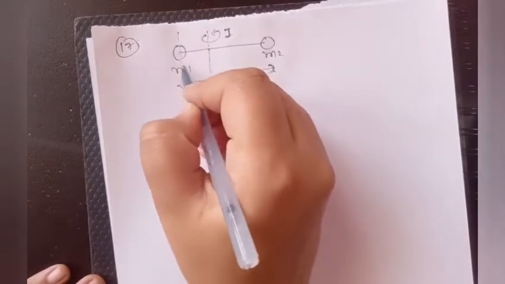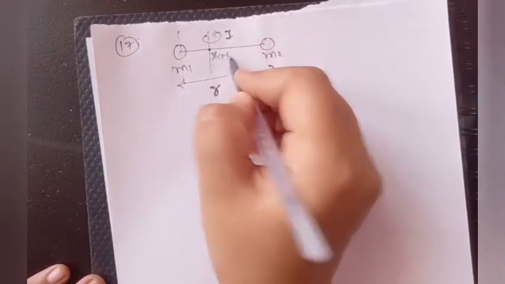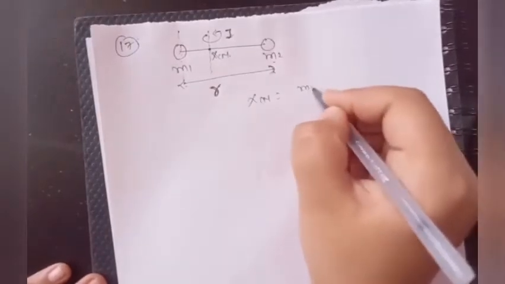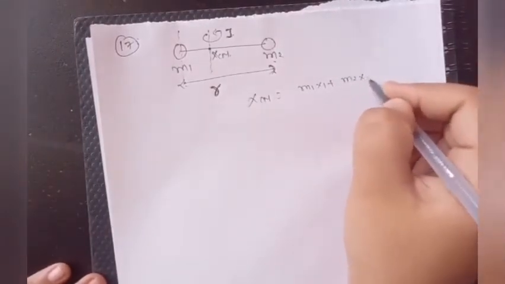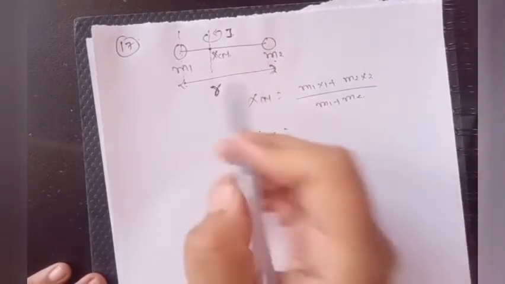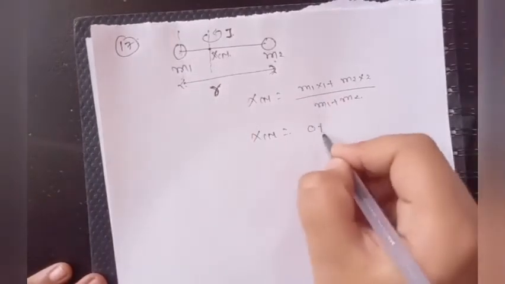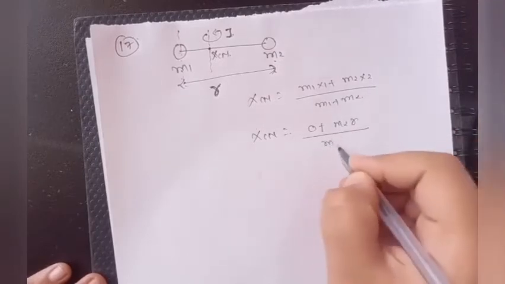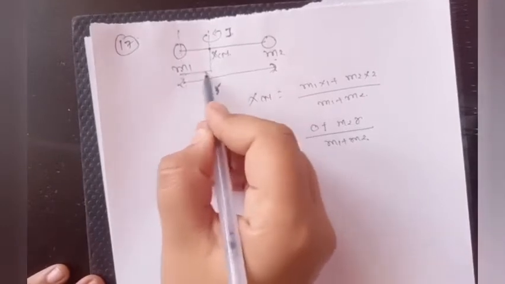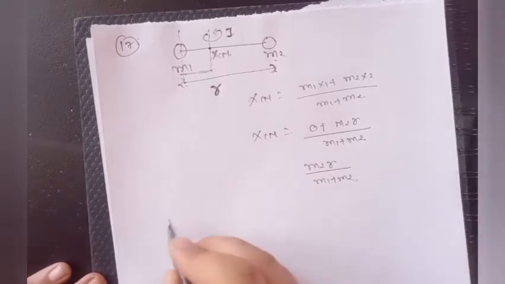Let's see, we are taking this position as origin. The distance of center of mass is x cm and distance of m2 will be r. So x cm will be (m1 x1 plus m2 x2) upon (m1 plus m2). Here x1 is 0 as m1 is located at origin. So 0 plus m2r divided by m1 plus m2. So position of center of mass from m1 is m2r divided by m1 plus m2.